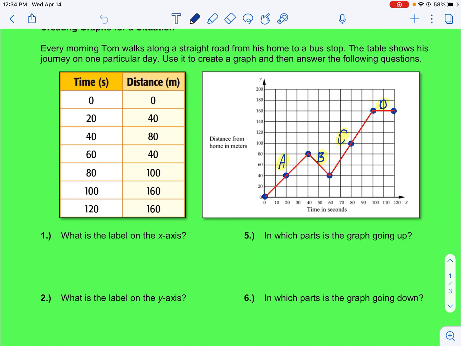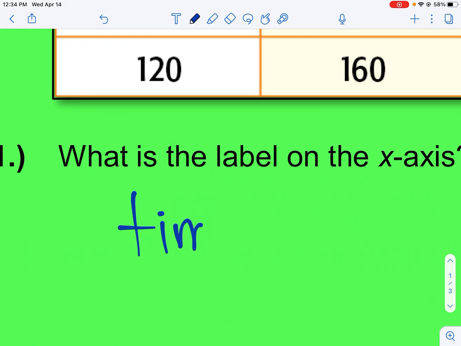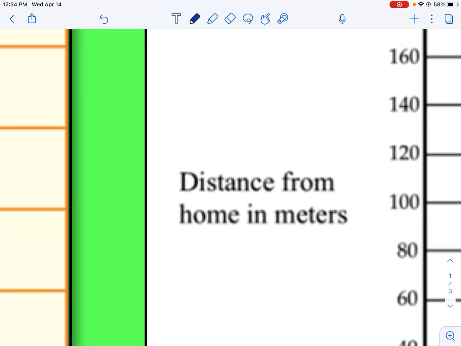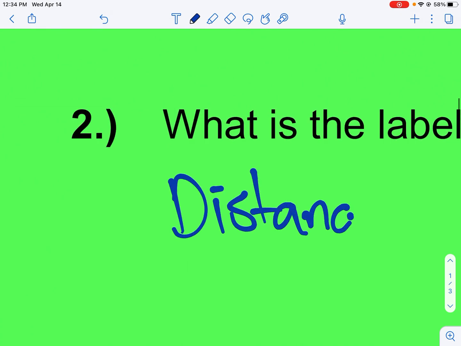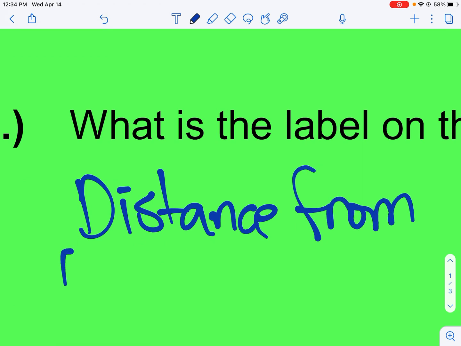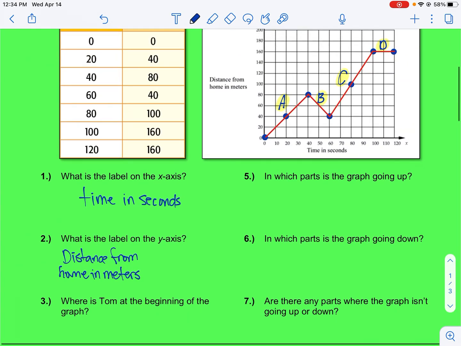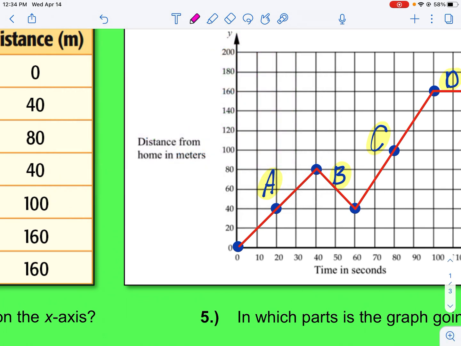Question number 1 is, what is the label on the x-axis, which is down here? It says time in seconds. Question number 2 is, what is the label on the y-axis, which is right here? Distance from home in meters. So what this is telling us is, as this line right here goes up, he's getting further away from home. As the line is going over, time is going.